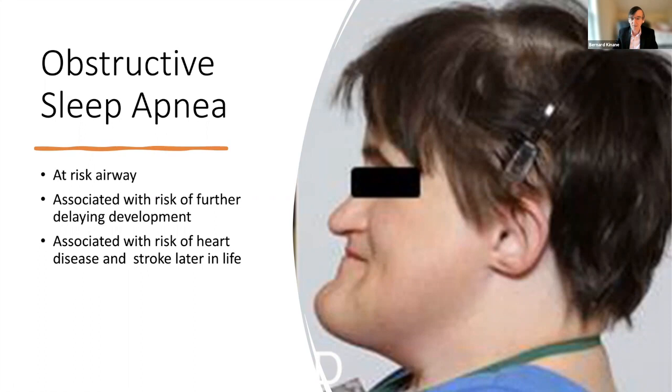So children with Myhre syndrome, because of the small airway, are very likely to have obstructive sleep apnea. Now, this is very, very important to find, because this can lead to delays in development and poor learning, and it has to be corrected. If not, later in life, there is an increased risk of heart disease and stroke. So very important to deal with it up front.